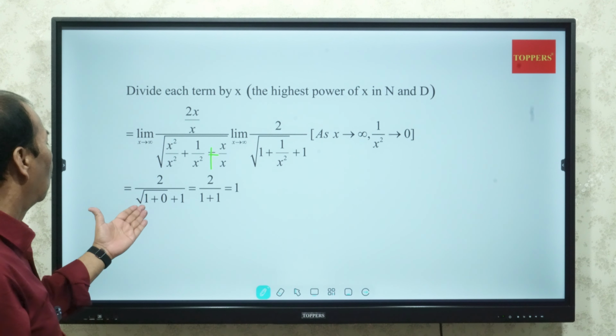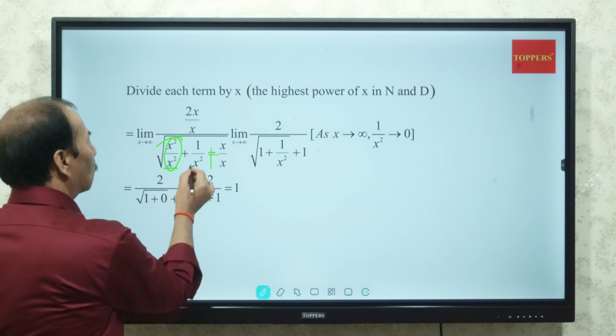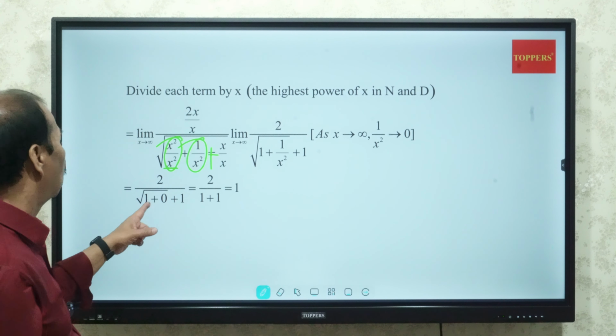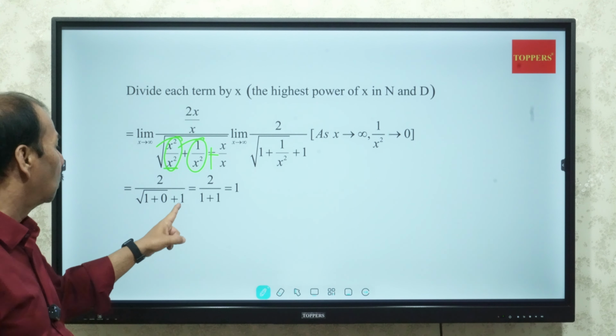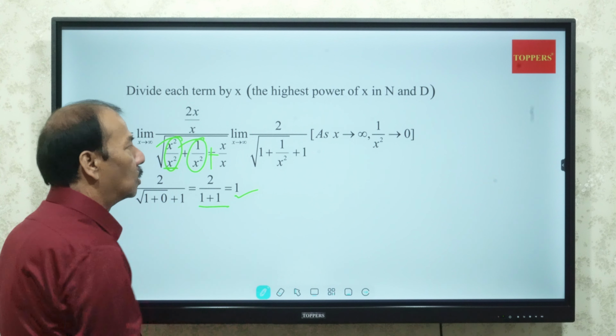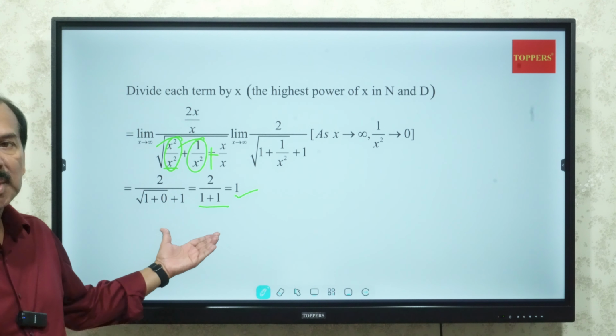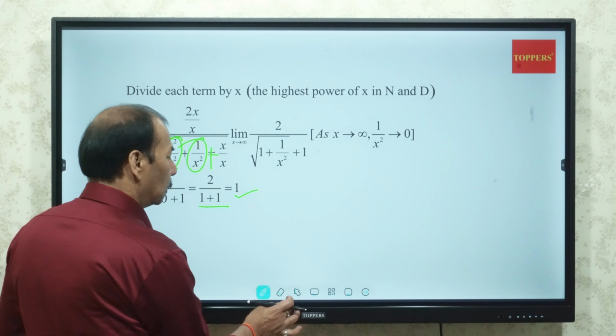So again 2 upon square root of 1, this is 1, x square upon x square, 1 upon x square is 0, so square root of 1 plus 0 plus again x upon x, that is 1, so it is 1, and simplifying we are getting 2 by 2 and that is equal to 1. So this way we can simplify this. See again the next question.